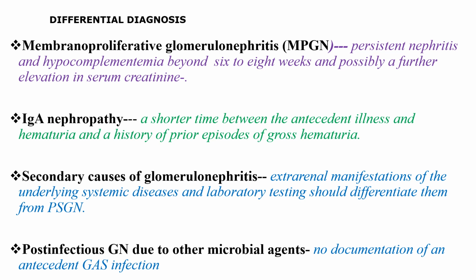Membranoproliferative glomerulonephritis is one of the differential diagnoses. In this case, there is persistent nephritis and hypocomplementemia beyond 6 to 8 weeks, whereas in PSAGN, they resolve and the complement level is corrected after 6 to 8 weeks. In IgA nephropathy, there is a short time between the antecedent illness and the hematuria, and a history of episodes of gross hematuria because it is recurrent. For secondary causes of glomerulonephritis such as SLE, there are extrarenal manifestations of the underlying systemic disease, and laboratory testing should differentiate them from PSAGN.